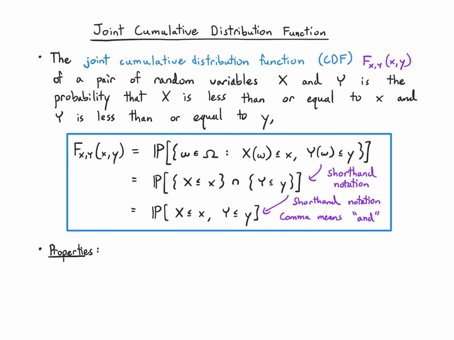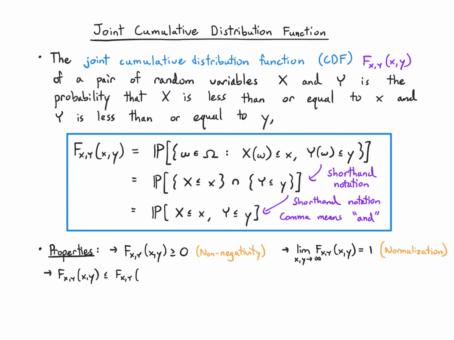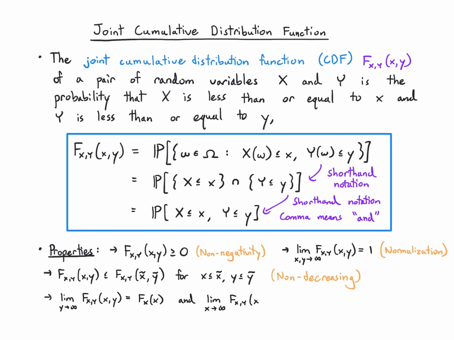I'll quickly mention them, but not to worry too much. It's non-negative. It normalizes to 1. So if you take x and y to infinity, you get 1. It's non-decreasing. So if you take values of x and y that are larger, then the value of the joint CDF should not go down. And it marginalizes. So if you take y to be infinity or x to be infinity, then you'll get back the original CDFs for those random variables because you've taken one of the other random variables out of the picture.